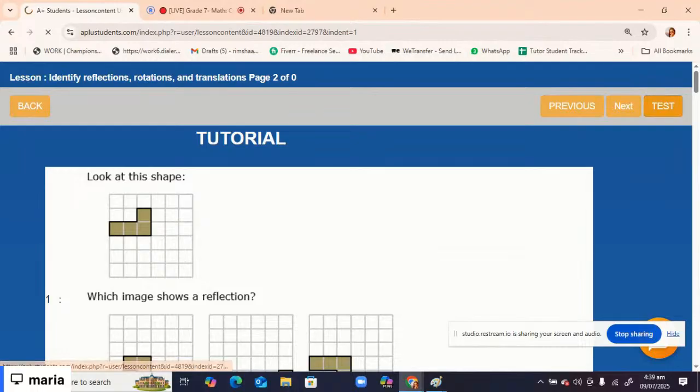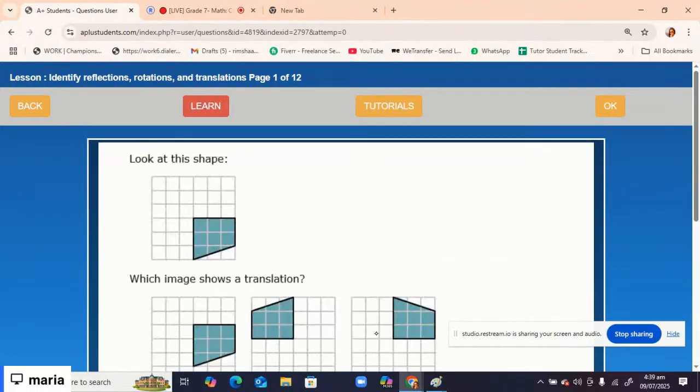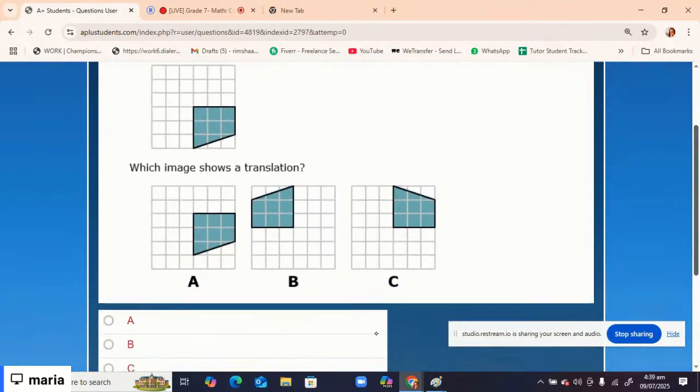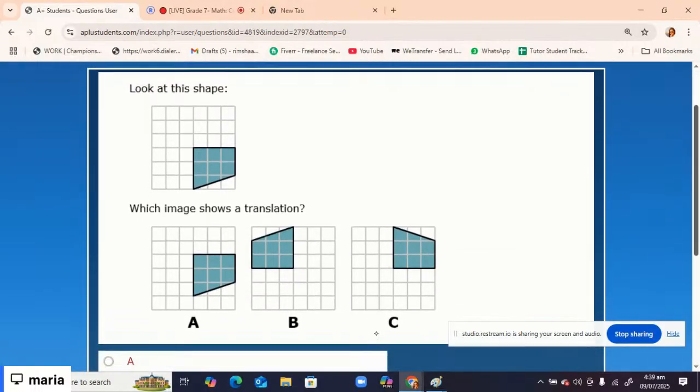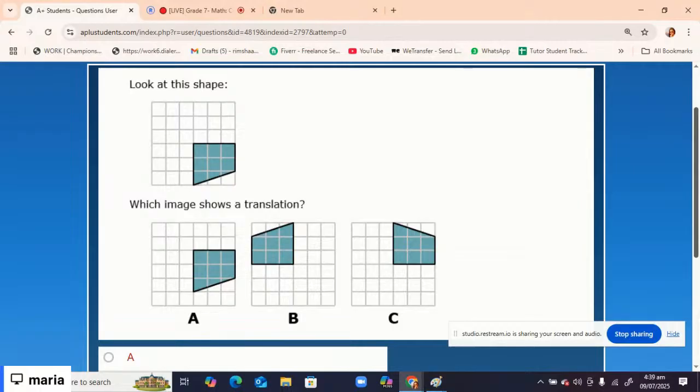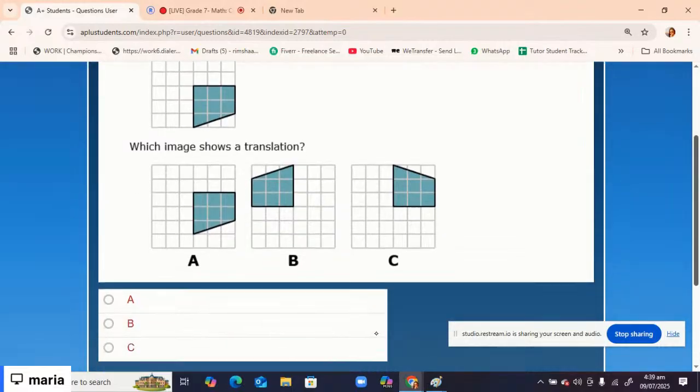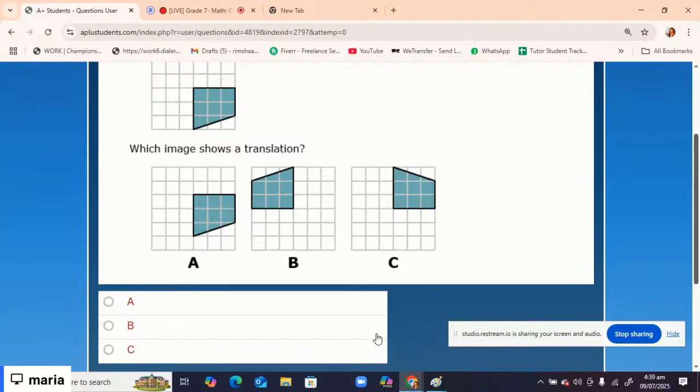So now let's discuss some test questions. Look at this shape. In the part A, B and C, in the part A, just a little bit the position is changed. In the part B, totally it's a rotation. In the part C, it's also the rotation. So this is the part A. The position is only changed, but the figure is the same.